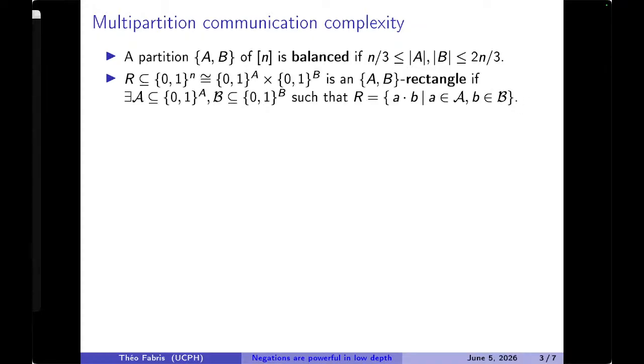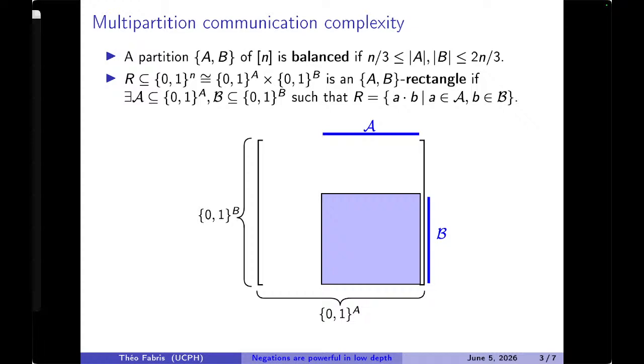Now, as I said before, we're going to prove a lower bound for the size of multi-partition rectangle covers. So I need to define a rectangle, but you need to define a rectangle with respect to a partition. So we fix a partition A and B, and then we interpret the Boolean hypercube as a Cartesian product of the hypercube defined with respect to A and the hypercube defined with respect to B. The columns will be points in this hypercube and the rows will be points in the other hypercube.